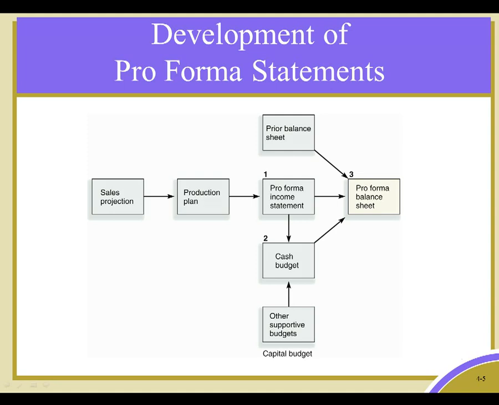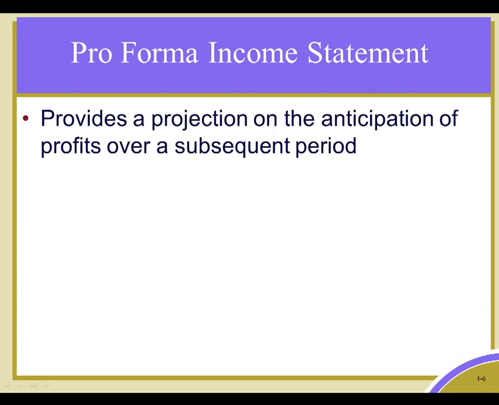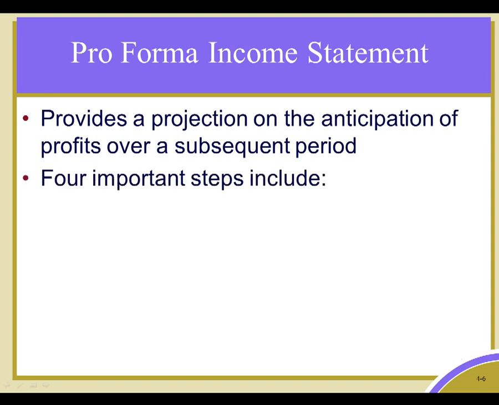The first step that we're going to work our way through is development of a ProForma income statement. The ProForma income statement provides a projection of the anticipated profits over some period in the future. In this case, we're going to be looking at a projected period of 6 months, and to project this income statement forward, we have to go through 4 steps.